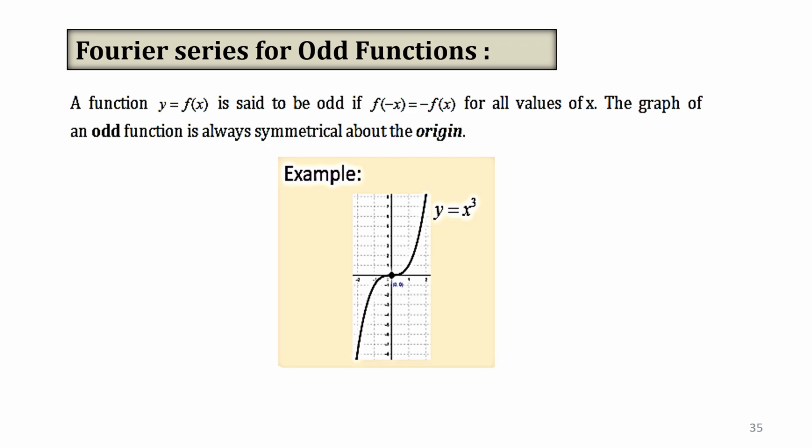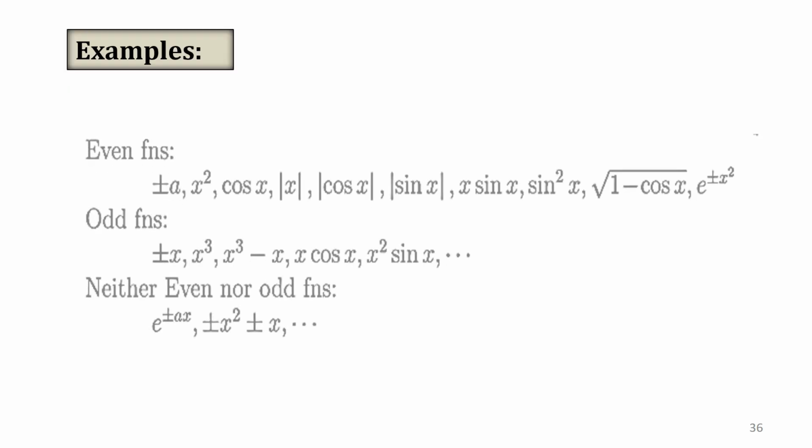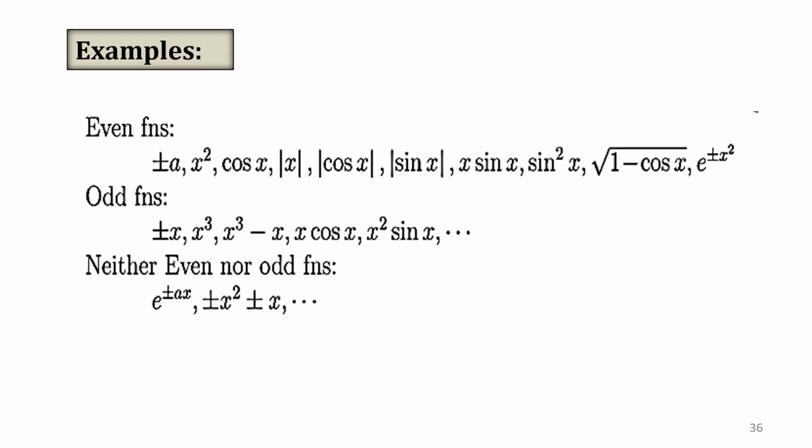And if I put minus x instead of x in f of x, then I'll get minus f of x. If this is a symmetrical function, then I can easily say this is an odd function. So these are some of the functions which are even and odd. When going through the question, you can easily identify it.